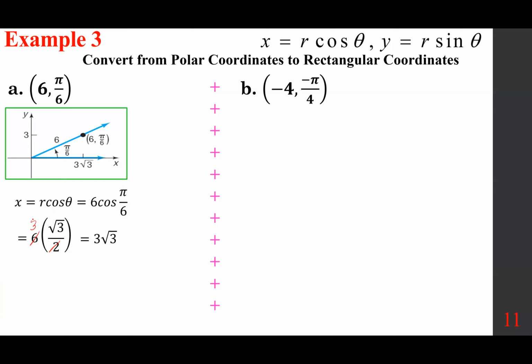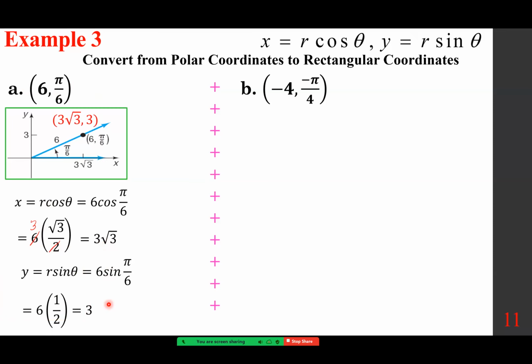The y is r sine theta. As you know, sine of pi over 6, a common arc, is 1/2, and 6 times that is 3. Therefore, this point with polar coordinate 6 comma pi over 6 can be represented by x comma y, 3 square root of 3 comma 3.